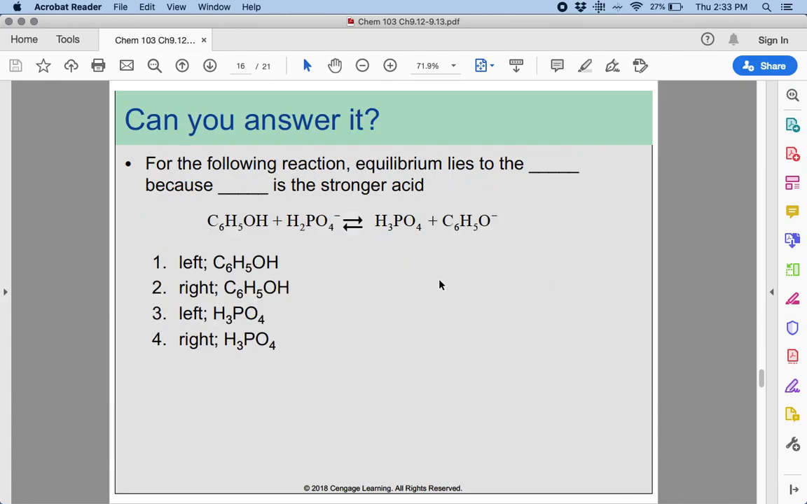So again, in terms of just wanting to go through and practice this idea, for the following equilibrium, it lies to the what, because blank is the stronger acid. So is it going to lie more to the left-hand side or the right-hand side, because which one of these is a stronger acid? That's the question we're asking. So if you want to take a minute to pause and run through this, you can. We're showing that this is going to lie more to the left because the H3PO4, this guy right here, is the stronger acid, which means this is the weak conjugate base.